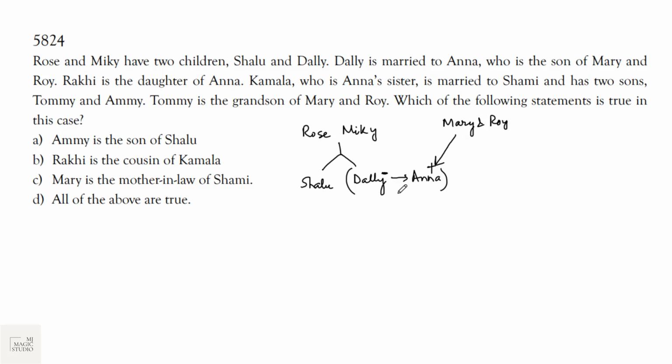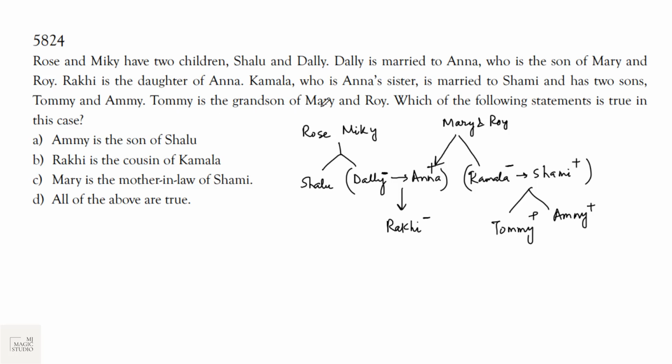Rakhi is the daughter of Anna. Their daughter is Rakhi. Kamala is Anna's sister. Okay, so Mary's daughter is Kamala, who is married to Shami. And they have two sons, Tommy and Amy.